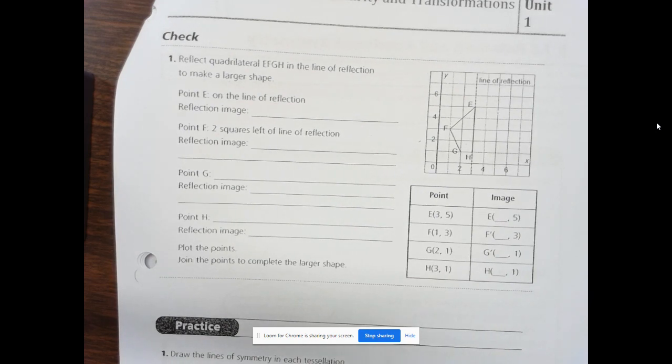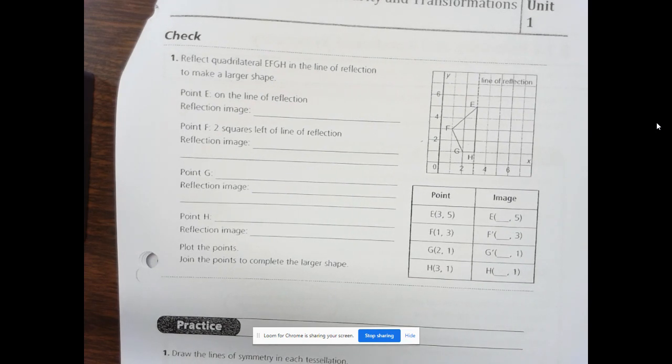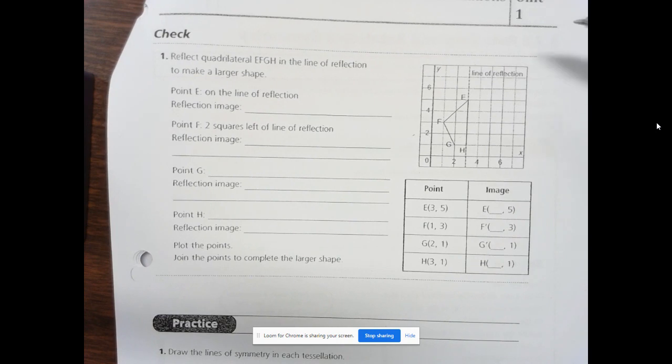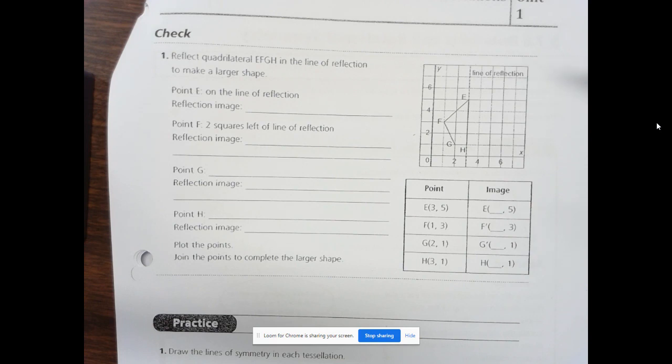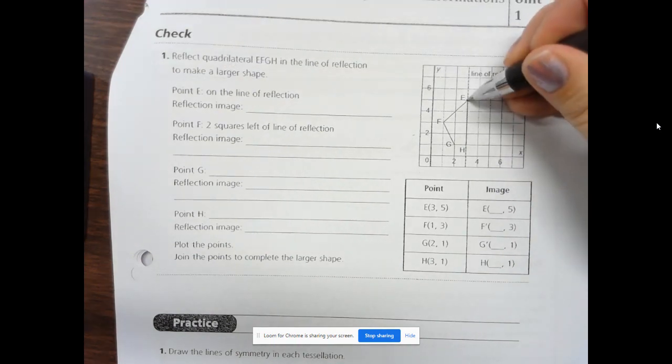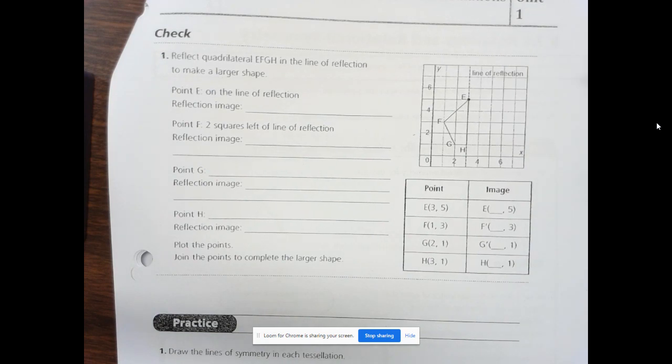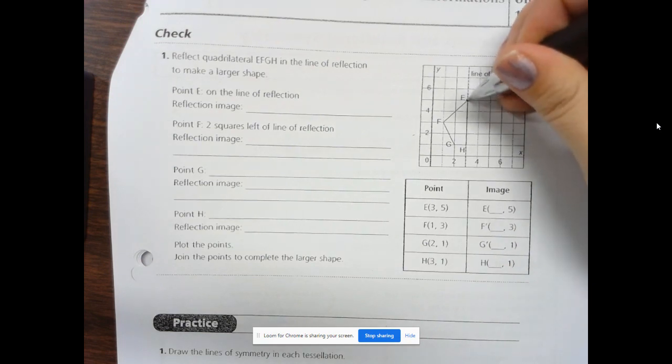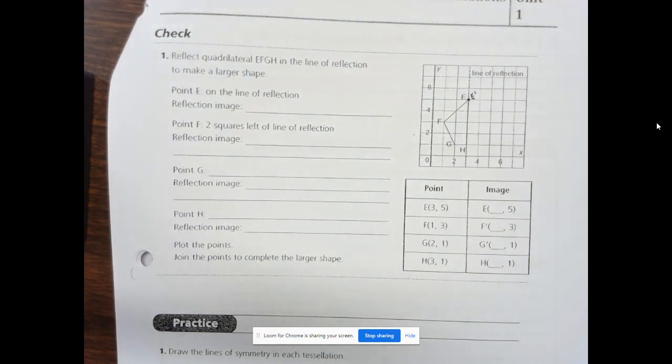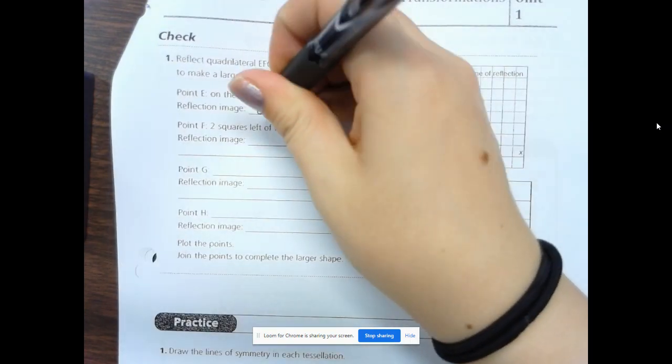So here's another example of working with linear relationships and reflections, but this one is going back to using the Cartesian plane. If I want to reflect the quadrilateral, which means a four-sided shape, in the line of reflection to make a larger shape, point E on the line of reflection is right here. So it is on the line of reflection. If I were to do a reflection of it, the new image, my E1, we put the little ones to show it's a new image, would still be on the line of reflection.